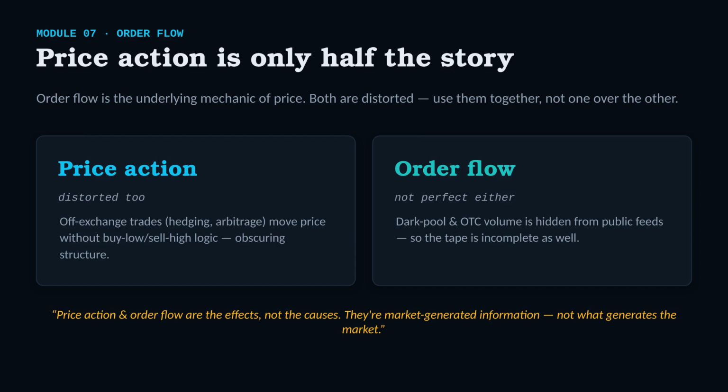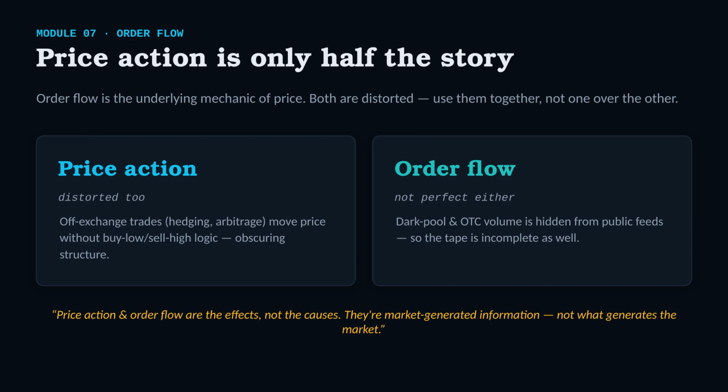But it overlooks something critical. Price action is also distorted. Off-exchange trades do ultimately influence price, but they often reflect non-speculative behavior, like hedging or arbitrage, which does not follow the familiar logic of buying low and selling high. As a result, those trades obscure the meaning of price action, and therefore obscure market structure, just as much as off-exchange volume distorts public order flow.